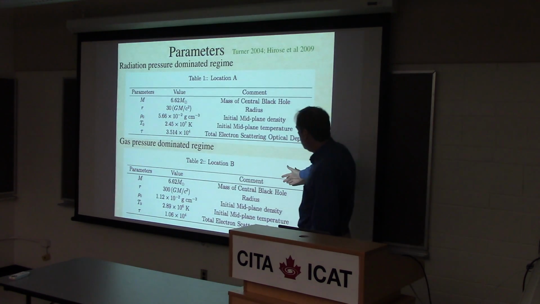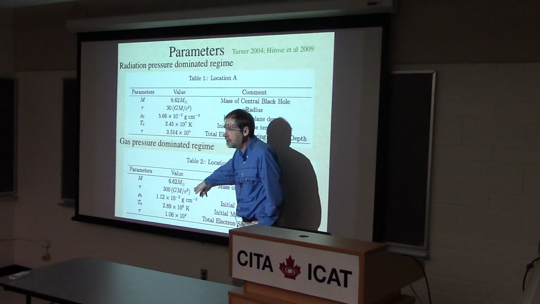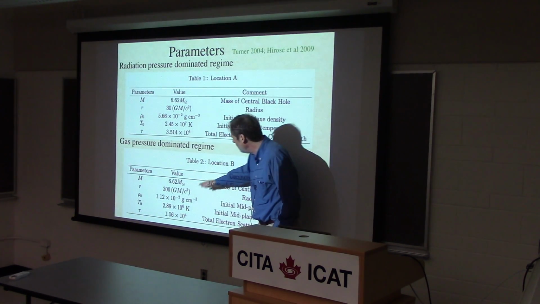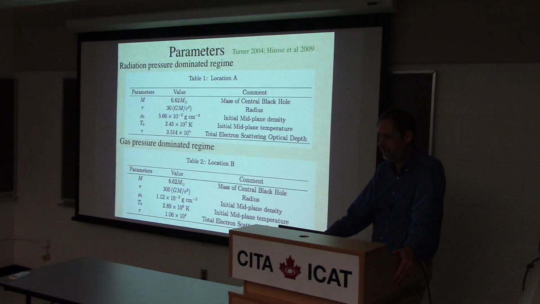If you're doing region B farther out, that's more like 300 RG, and temperatures have dropped to a mere 3 million degrees Kelvin. Again, the assumption of full ionization is very, very good there.